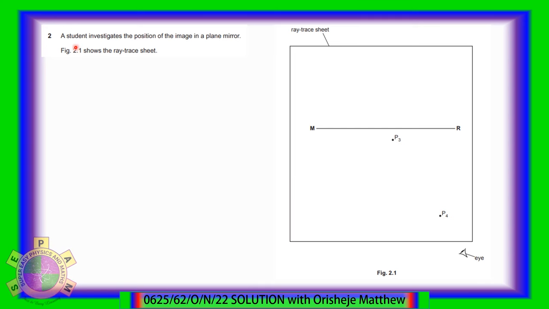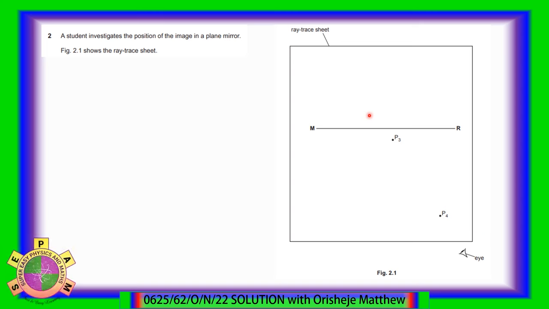Now, question 2. A student investigates the position of an image in a plane mirror. This one has to be optics, tracing a ray of light. So you have the plane mirror MR, then this is the eye. So he's viewing from here. That means the light is coming from here, strikes the mirror and is reflected in this direction.